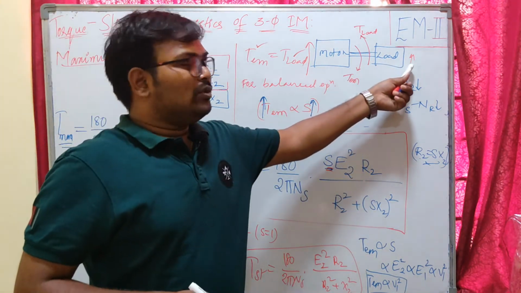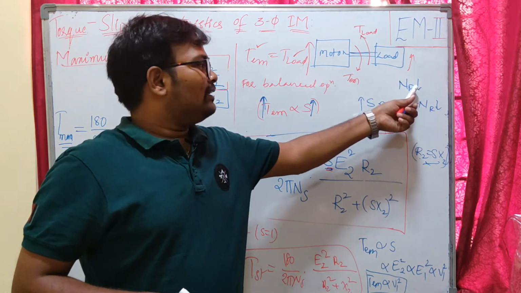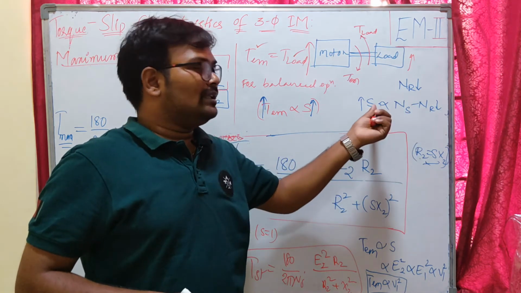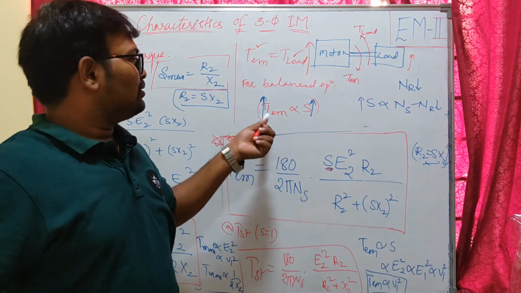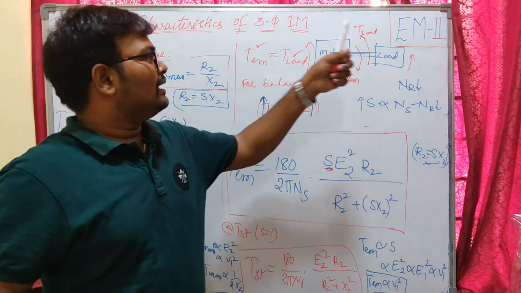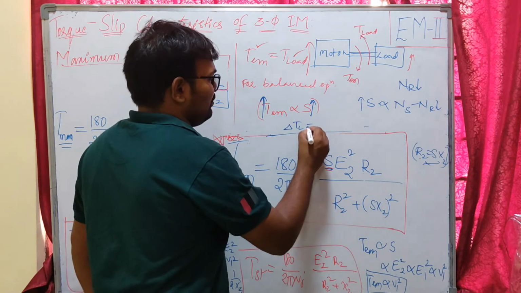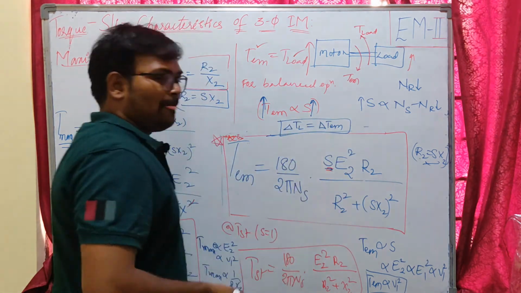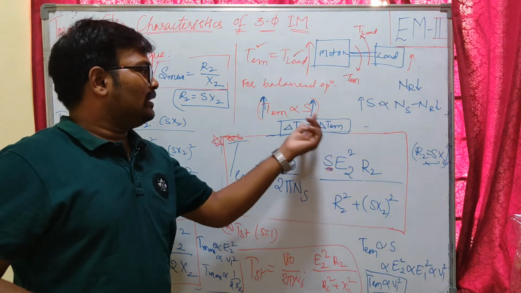Whenever there is an increment in the load, there will be a decrement in the rotor speed. Whenever there is a decrement in the rotor speed, our slip will increase. Due to the slip increase, our electromagnetic torque will increase. So this electromagnetic torque will compensate the increase in load torque. Our change in load torque will be compensated by the change in electromagnetic torque by the change in slip. So this is the relation between load torque, electromagnetic torque and slip.